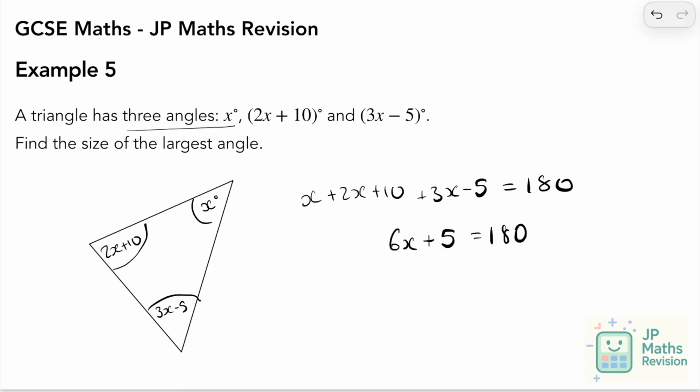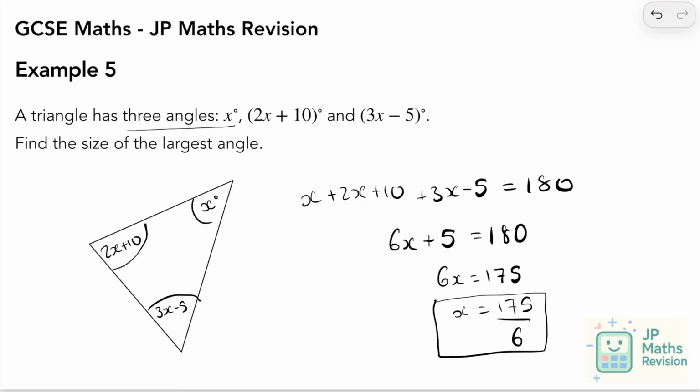So now I can try and solve this. The opposite of adding 5 is minusing 5. So we end up with 6x equals 175. So we have x equals 175 over 6. That's not the nicest, so I'm just going to leave it as 175 over 6 for now.